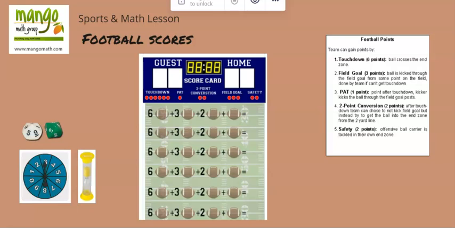Football scores. In the game of football, there are different ways in which scores or points can be earned. One is through a touchdown, in which they have run through the end zone. Another is a field goal, in which they haven't been able to reach a touchdown and they opt to kick a ball through the goalposts, and that's worth 3 points. There is the point after touchdown, which means after they score a touchdown, they can kick a ball through the field goal posts and gain 1 point.